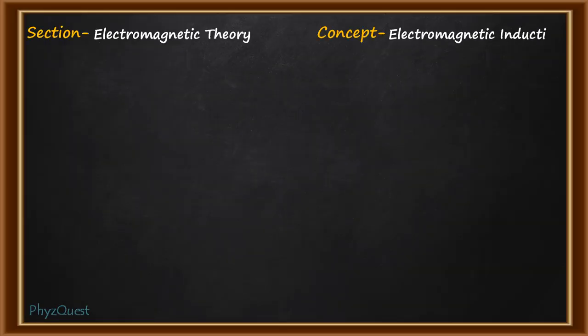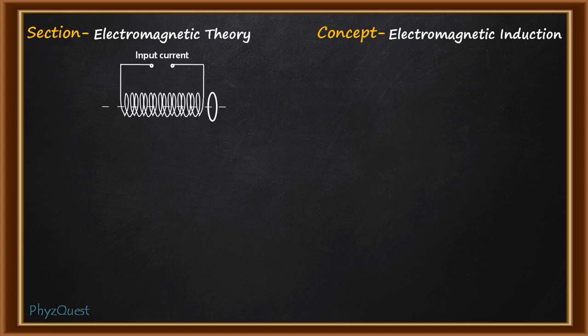This question is based on electromagnetic theory and the concept involved here is electromagnetic induction. In this question we have a circular conducting wire loop which is placed near a solenoid. In this solenoid a current I_s(t) is flowing, due to which a current I(t) is induced in the circular wire loop. Both these currents I_s(t) and I(t) are functions of time.